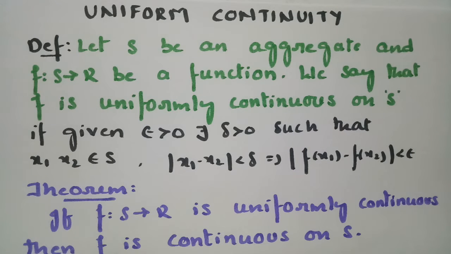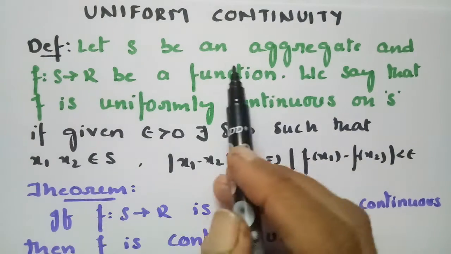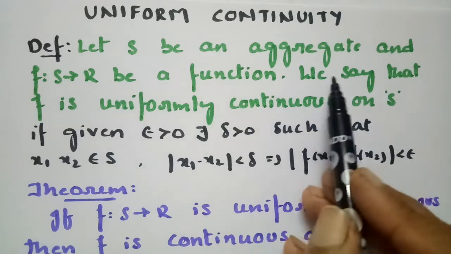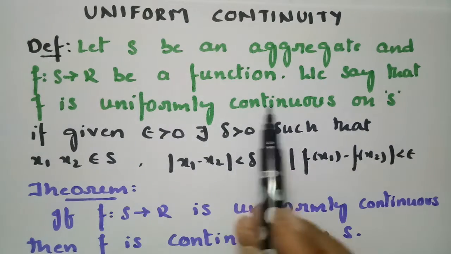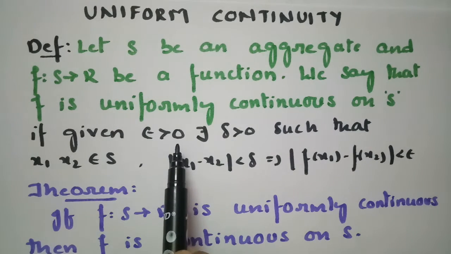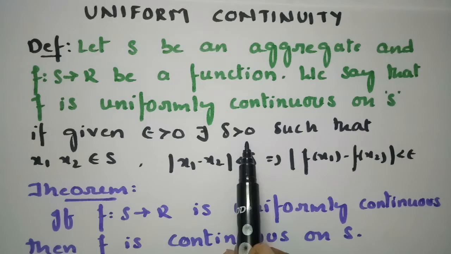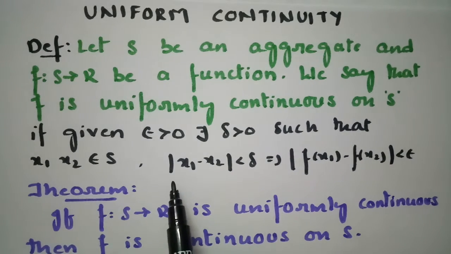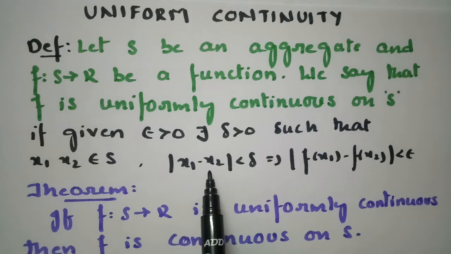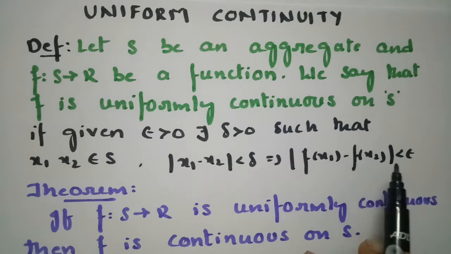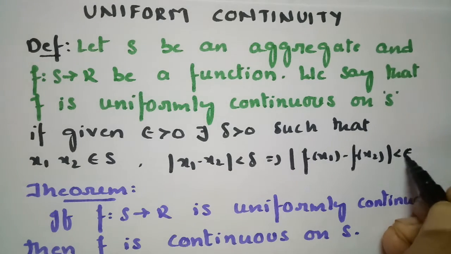Today's video, I am going to explain uniform continuity. According to the definition of uniform continuity, let S be an aggregate and f maps from S to R be a function. We say that this f is uniformly continuous on S if for given epsilon positive greater than 0, then there exists a delta greater than 0 such that x1, x2 belongs to S. Then modulus of x1 minus x2 less than delta implies that modulus of f of x1 minus f of x2 less than epsilon. So this is so easy to remember.